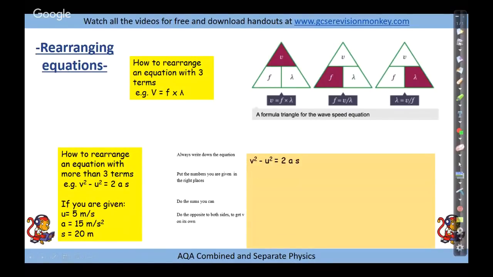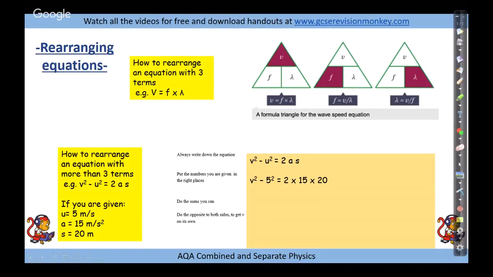Okay, so always write down the equation. Put your numbers then in the right places, bearing in mind if you've got a squared or a 2 there, that still needs to appear. So here we go: V squared minus 5 squared, my U is 5, equals 2, because that's in the equation there, times 15, because A is 15, times 20, for S, it says down here. So do the sums you can.